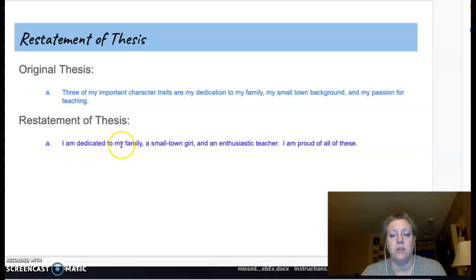So this is how I restated them. I am dedicated to my family. So I just changed the form of dedication. A small town girl. Again, changed some of the wording, but I left it small town because there's not really another word for that. And an enthusiastic teacher. So instead of passion, I used the synonym enthusiastic. And I'm proud of all these. So that's another way of saying these are my important traits. So I used kind of a word for word, almost restatement. The only words I didn't replace are words that you couldn't really replace. Okay, so that was pretty easy.